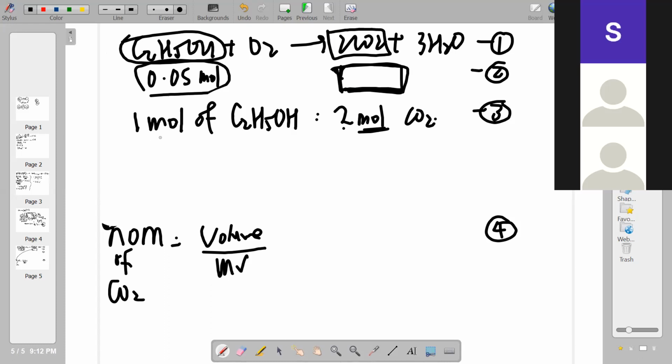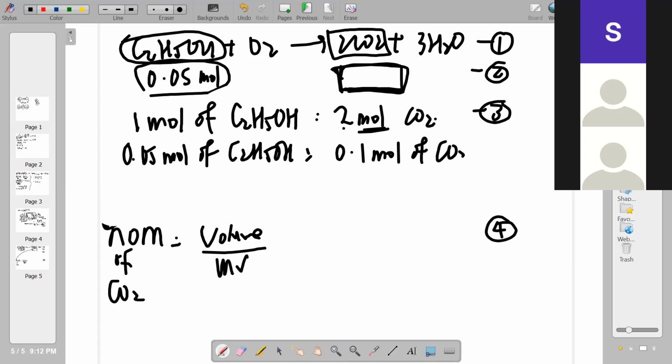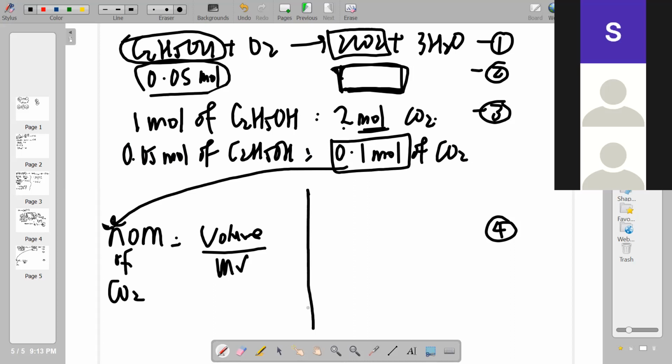Anyone wants to continue? The names I mentioned, Farid, Maitali, Fitri. Come, small class. 0.05 mole of C2H5OH will give me 0.1 mole of carbon dioxide. Very good. Now, did I find my number of moles, class? Can I take this 0.1 and put it inside here? Yes. Okay, very good.